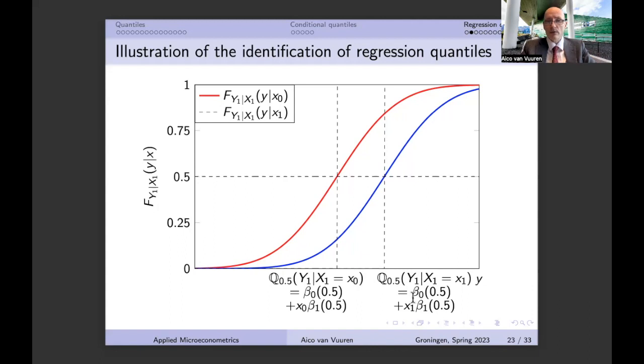We also know that, based on the assumption that we've made so far, this must be equal to beta 0 at a half plus x1 multiplied by beta 1 evaluated at a half. But now we actually have two restrictions and two unknowns. So that means that we are able to know beta 0 and beta 1 right now.